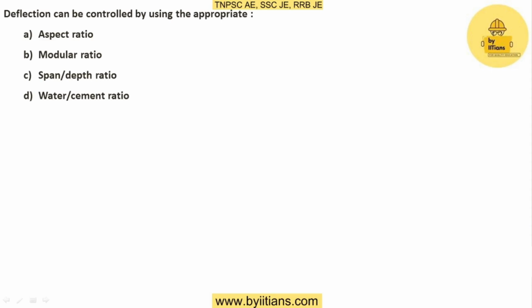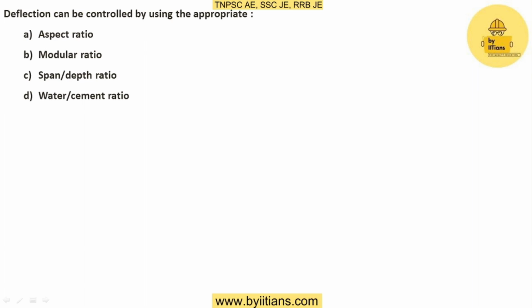and TNPSC AE. The question is, deflection can be controlled by using the appropriate option A aspect ratio, option B modular ratio, option C span by depth ratio, and option D water cement ratio.